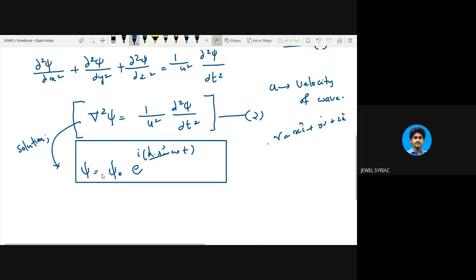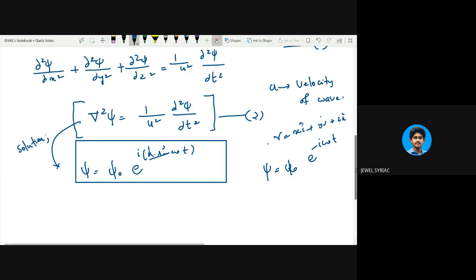In your guide, the textbook gives the solution of this equation as ψ = ψ₀ e^(−iωt). So, for making it clear, I write the full equation. Now the solution of this equation is in the form ψ = ψ₀ e^(i(k·r − ωt)).